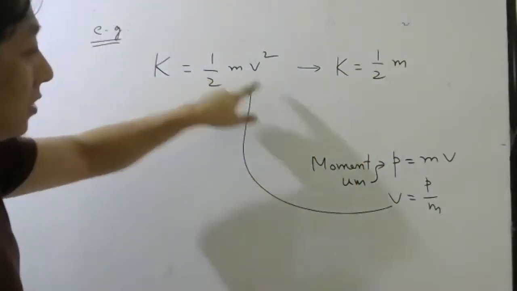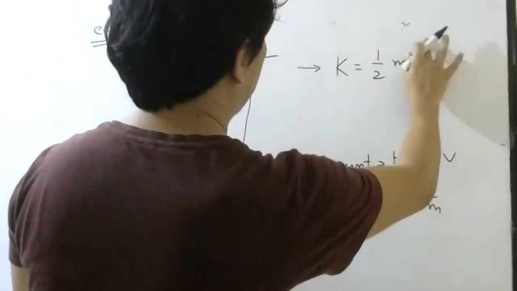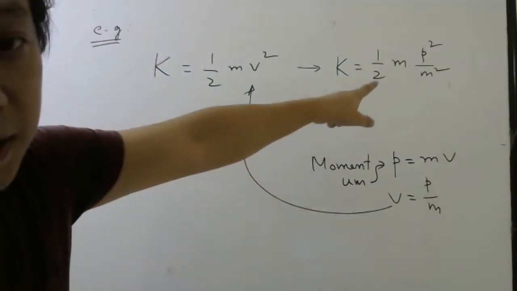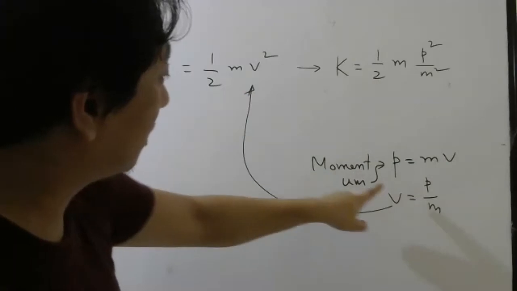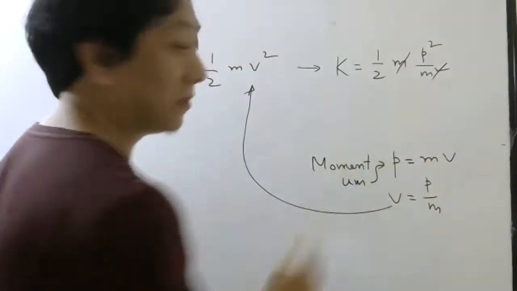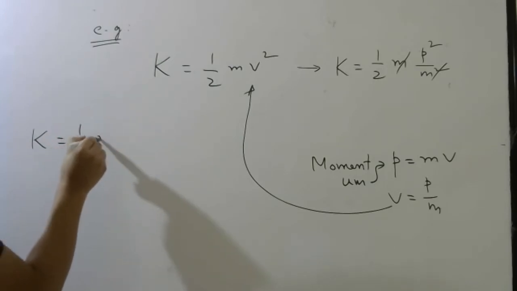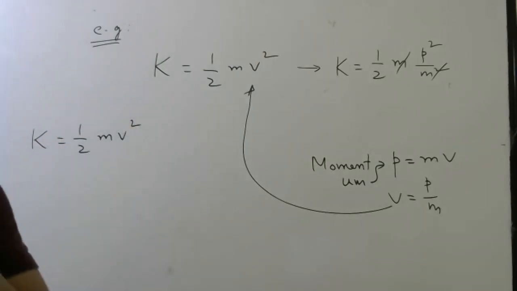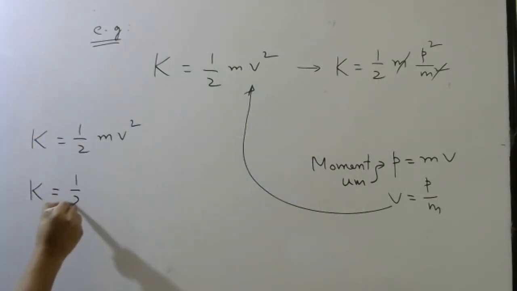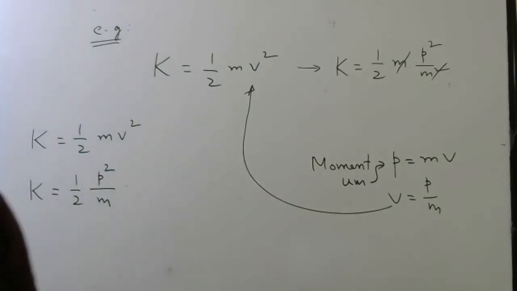What will you get? Half m. What is velocity in terms of momentum? P by m, and square is there, right? Everybody understood this part? I just substituted for velocity from the definition of momentum. One mass cancels. So what is the formula for kinetic energy? Half m v square. What is the formula in terms of momentum? Half p square by m. Which one is correct? Which one is wrong? Or both are correct?